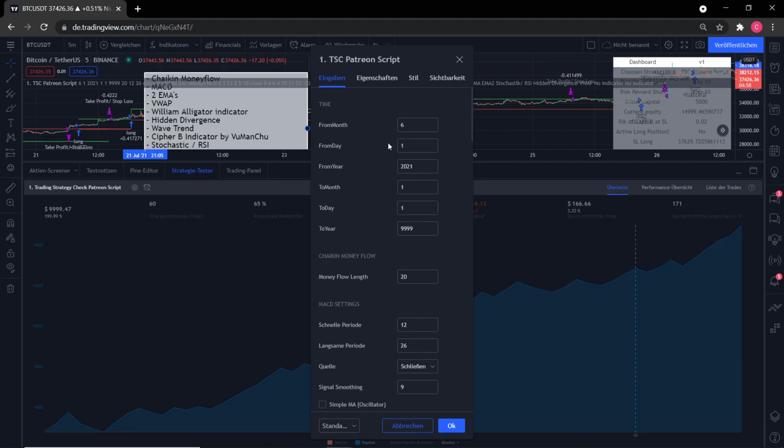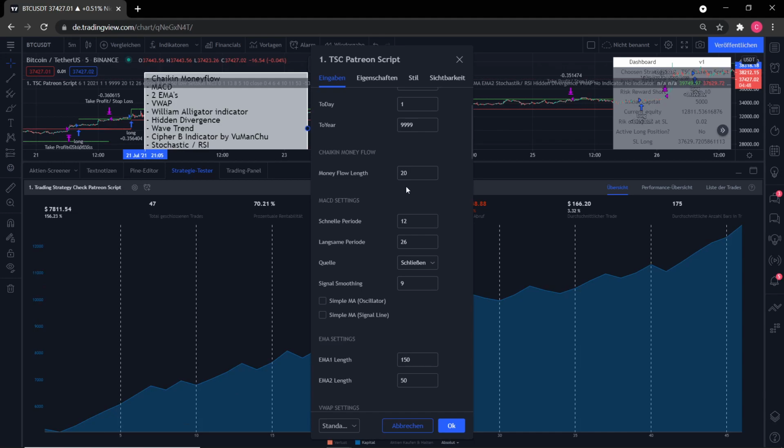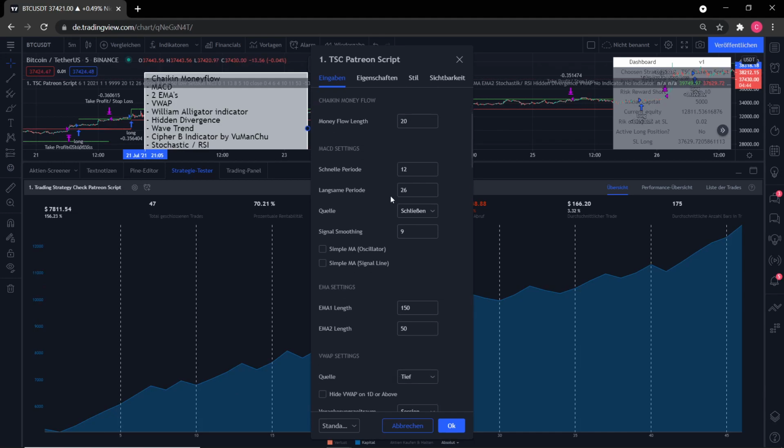I will explain the indicators using long positions. For short positions the opposite is true. Chaikin Moneyflow. Here you can set the length of the Chaikin Moneyflow. The number stands for the number of days that are used for the calculation. The Chaikin Moneyflow must be above the zero line for a signal.